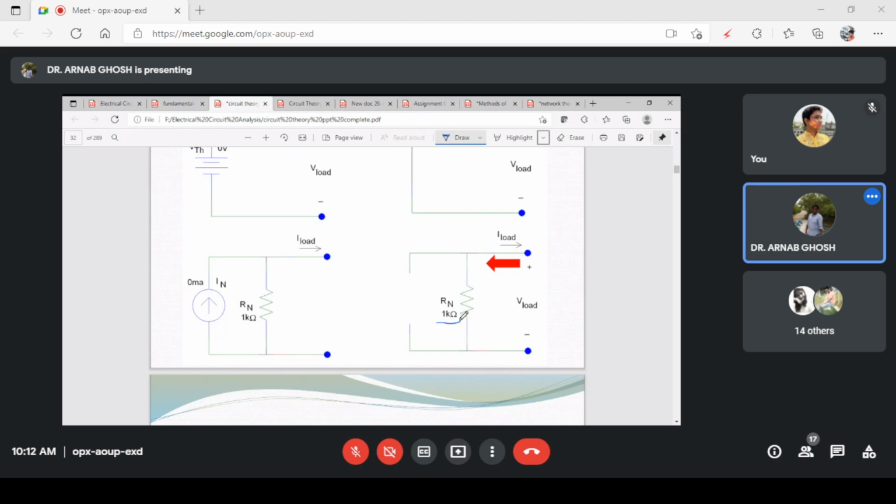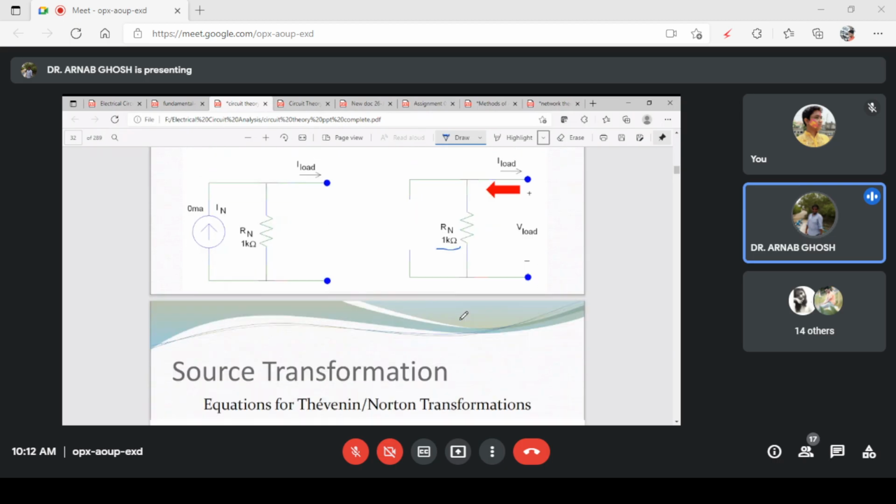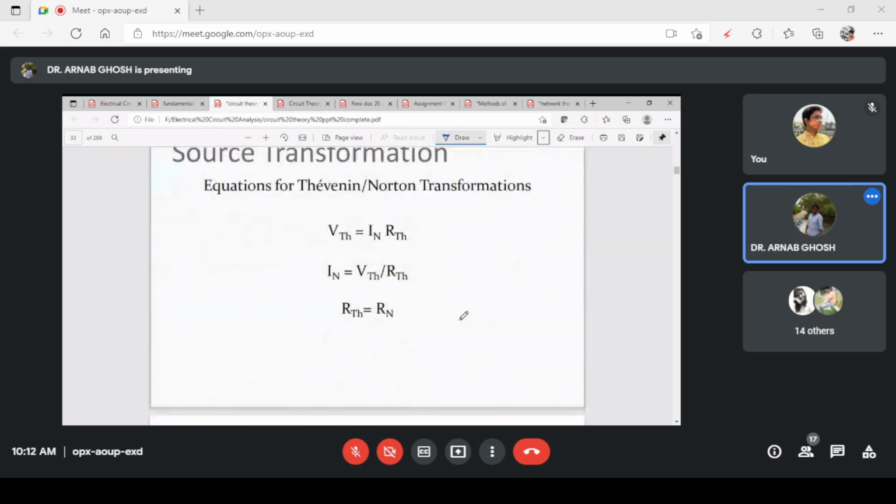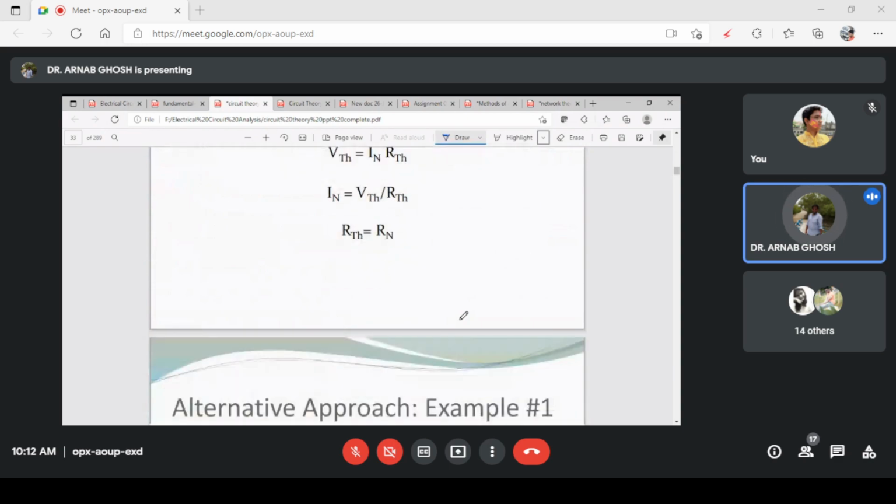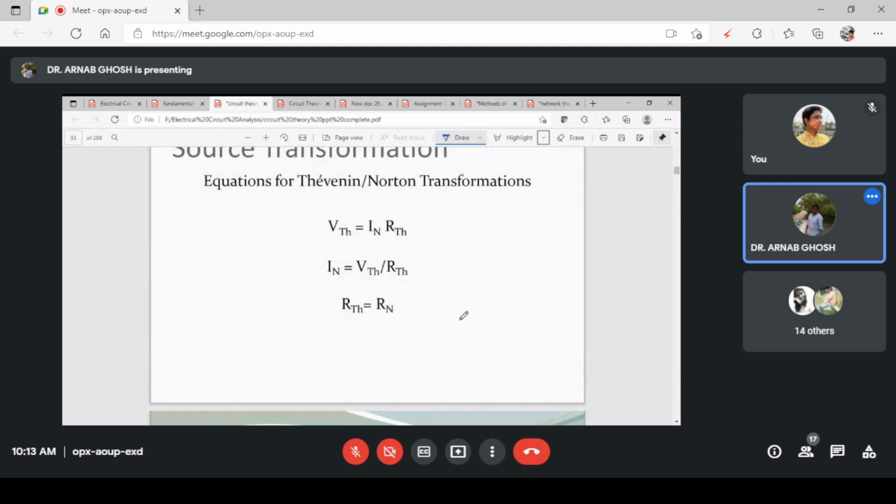Clear? Is this clear? These are just the equations for source transformation. See if this is clear to you. If anybody is having any doubts, I will just go through it once again.